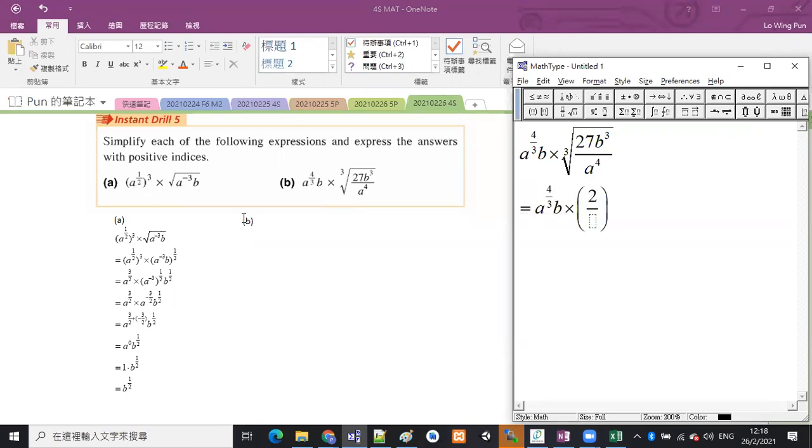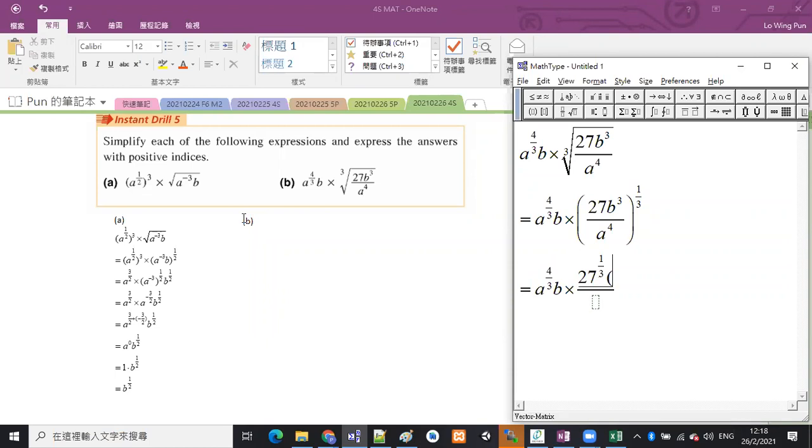Times, this one is 27b cubed over a to the power 4, all to the power 1/3. Okay, and then we distribute the power 1/3 to every part inside the bracket. The first term is just copy times. So 27 gets the power 1/3, and then b cubed gets power 1/3, and then a to the power 4 also gets the power 1/3. Okay, and when we see power of power, we just multiply the powers together first.